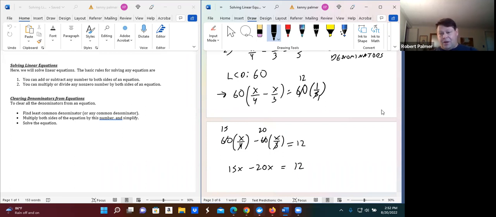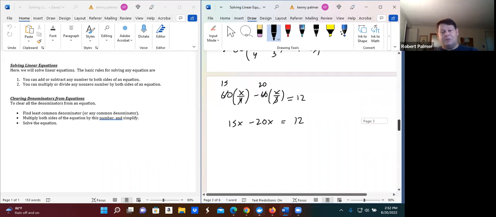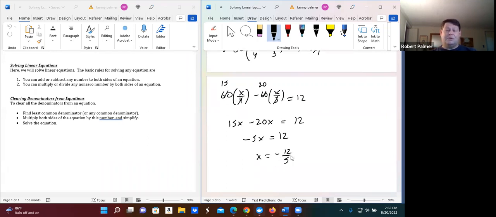Now we have an equation with no denominators, which is what we wanted. Now we can also simplify everything on this side more easily. Combine those, it's going to be negative 5x is equal to 12. And of course, now just divide both sides by negative 5. So finally, x is equal to negative 12 fifths, and that does not reduce. Okay, so that's how you clear or get rid of denominators.